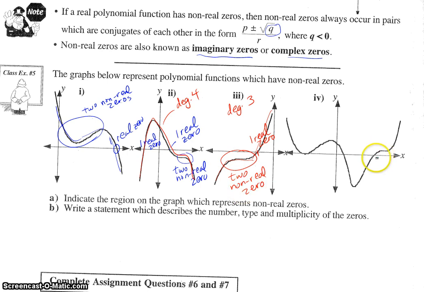Okay, try it on the fourth graph here, okay? Pause your video and then see if we get the same thing. I'm going to walk you through it in a second here, but you guys try as well. Figure out the degree based on the number of direction changes, and then figure out how many real and non-real zeros there would therefore be. All right, pause your video.